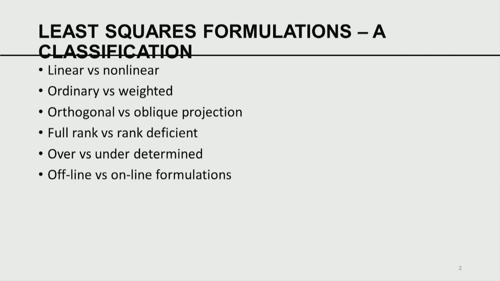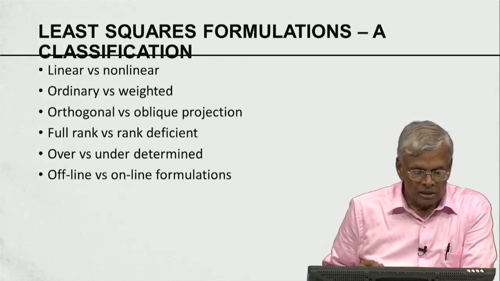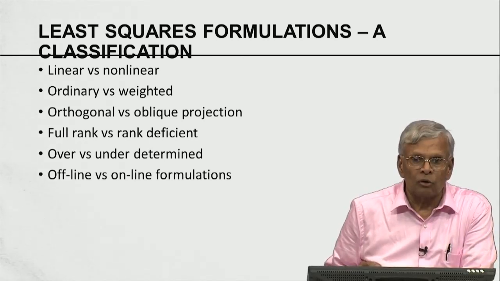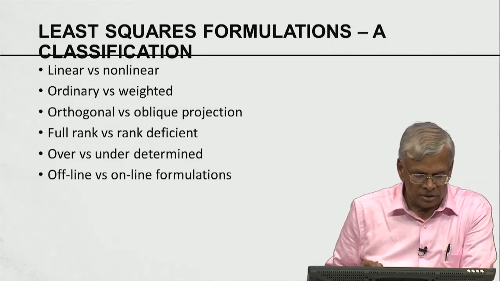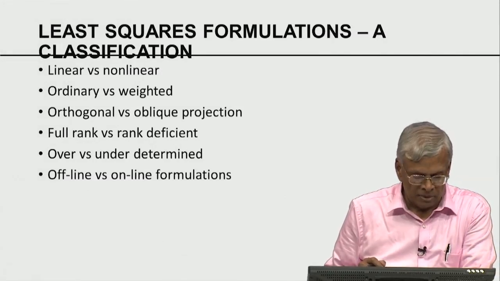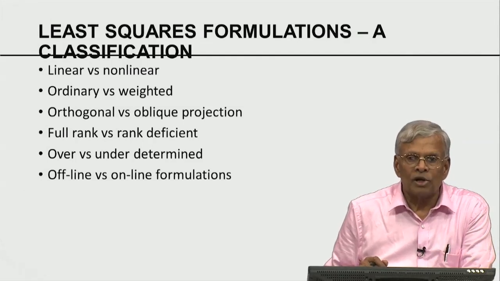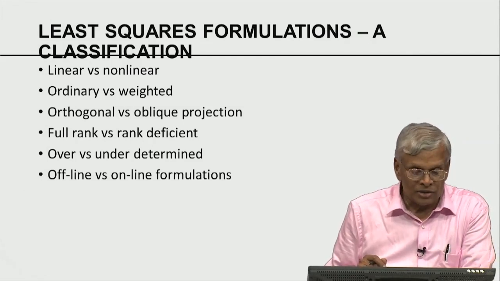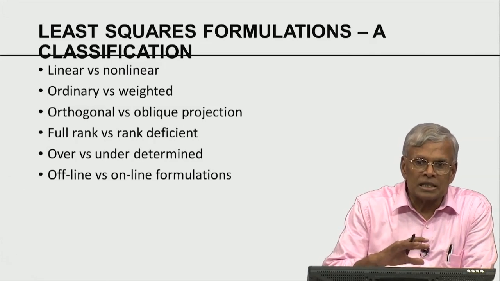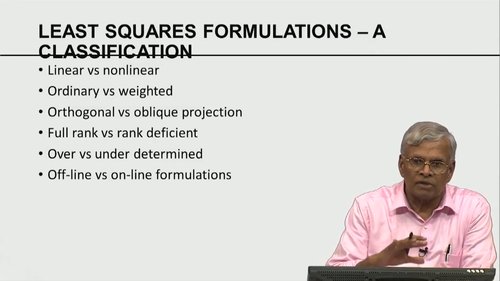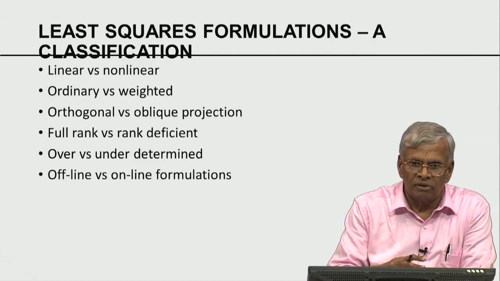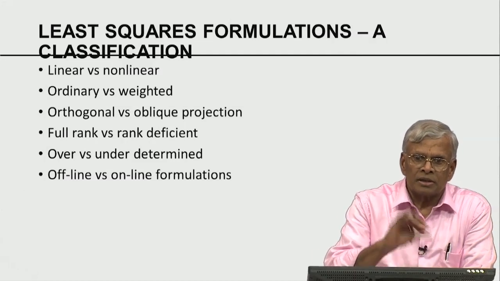So the least square formulations can be classified in many ways: linear, nonlinear, ordinary or weighted, orthogonal or oblique projection, full rank versus rank deficient, overdetermined or underdetermined, offline versus online formulation. These are the examples of formulations of the least square problem we have covered thus far.